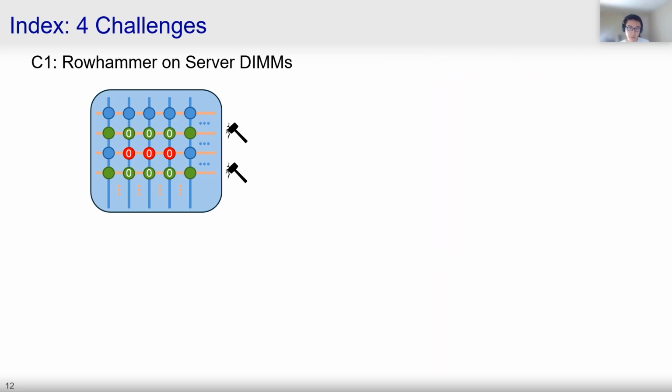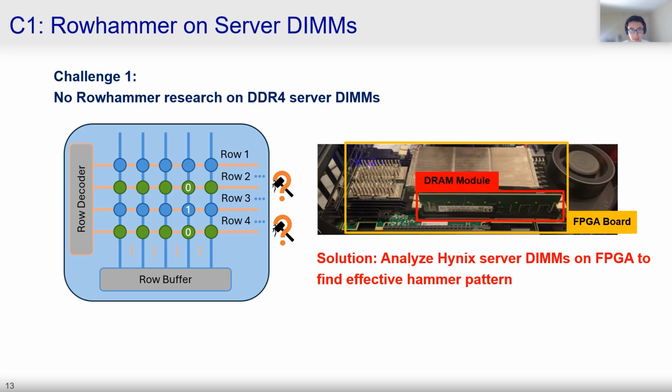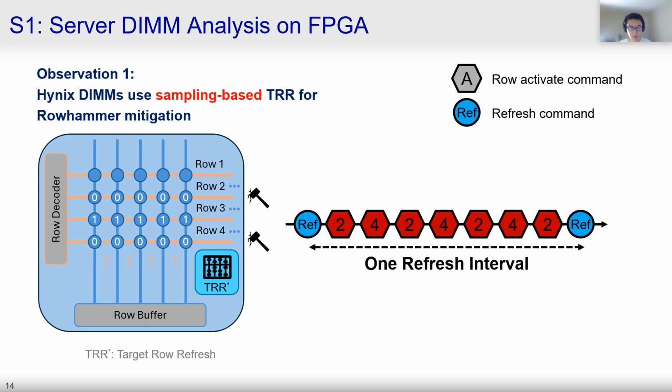Now let's talk about our first challenge, getting some bit flips using Rowhammer on DDR4 server DIMMs. There's no Rowhammer research on DDR4 server DIMMs, and thus we do not know whether or how we can get flips on them. To solve this, we analyzed the Hynix server DIMMs on FPGA to find some effective hammering patterns. Using FPGA, we made our first observation that Hynix DIMMs use sampling-based TRR.